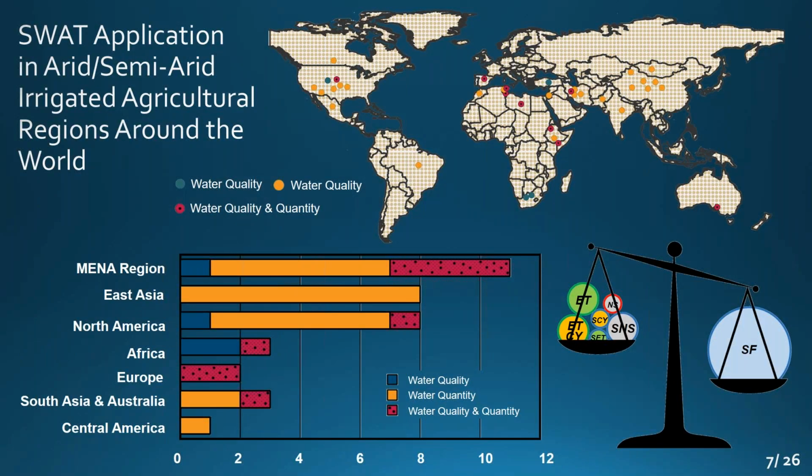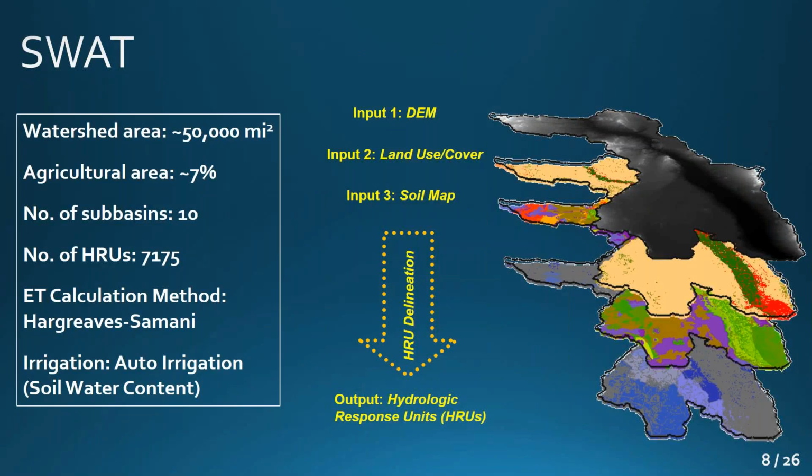So SWAT has been used around the world. This is a map and chart that summarizes application of SWAT to arid and semi-arid irrigated agricultural regions around the world. Something that we noticed in this literature review was that SWAT has been applied for analyzing water quality issues, water quantity issues, and both water quality and quantity issues in arid, semi-arid, irrigated agricultural areas. But a lot of times modelers use streamflow as the primary or maybe the sole calibration component. And what we have found in our work is that can be insufficient, because a good streamflow simulation does not necessarily translate into good evapotranspiration simulation or recharge simulation. So that's something that we wanted to be mindful of.